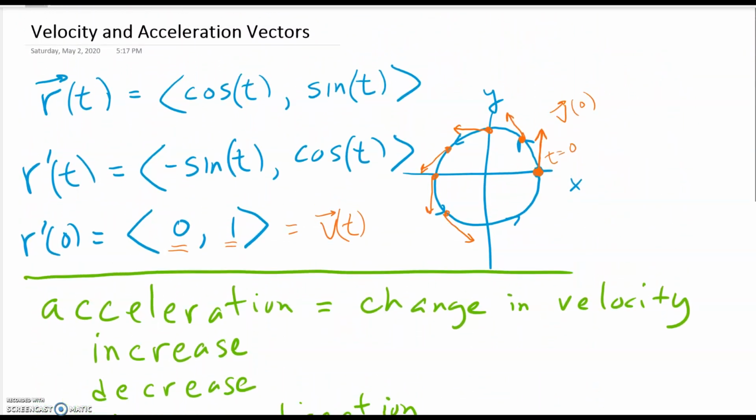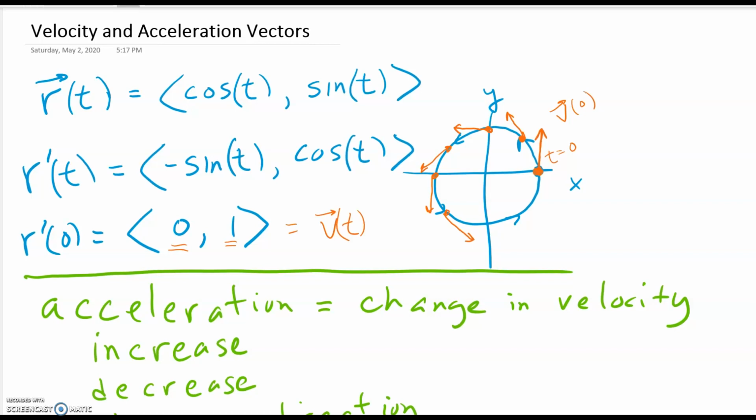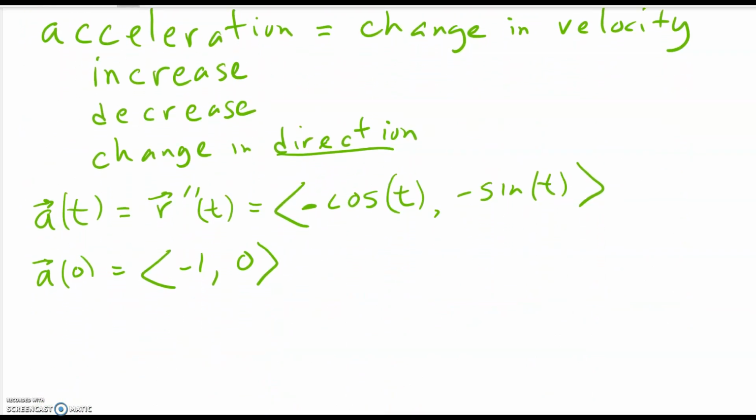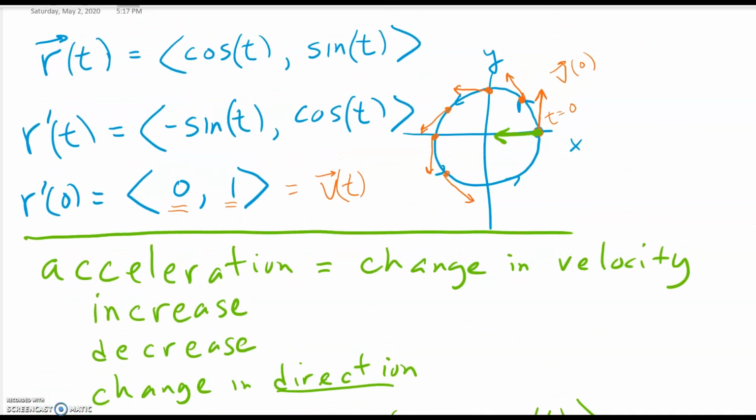And so let's draw that. So at time 0, the position is (1, 0), but the acceleration is pointing inwards. The x component is -1. The y direction is 0. All right, now if you repeat this for other values, for example, if you plug in pi over 4 into the acceleration function, you would get negative square root of 2 over 2 and negative square root of 2 over 2. So what does that vector look like? Well, it's pointing inwards, like that.